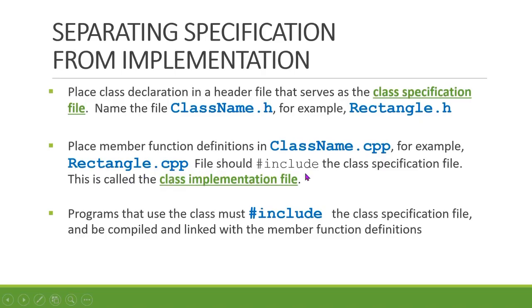This file should include the class specification file. So in other words, at the top of rectangle.cpp, we will have #include "rectangle.h" in double quotes. Programs that use the class must also have a #include of the class specification file, and be compiled and linked with the member function definitions source file.